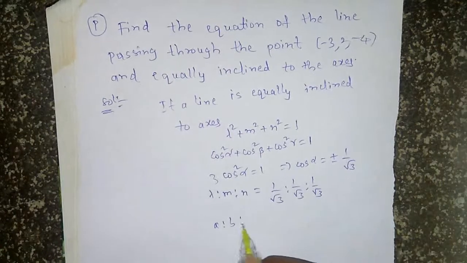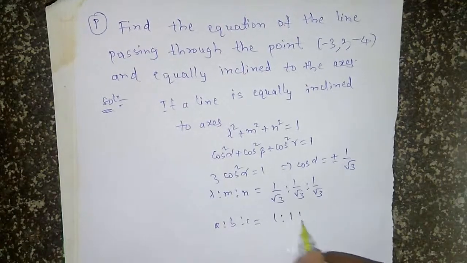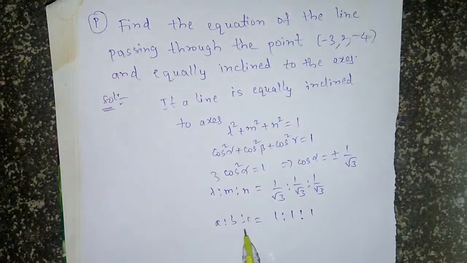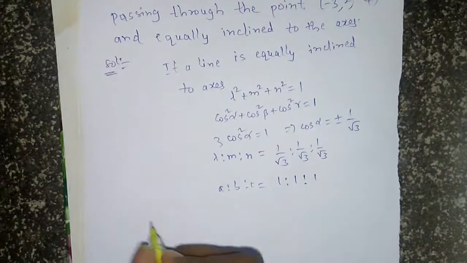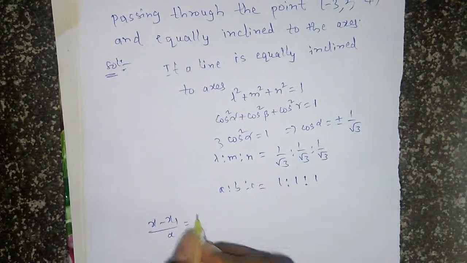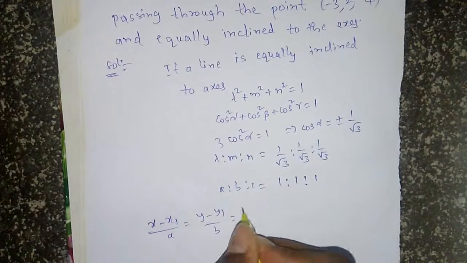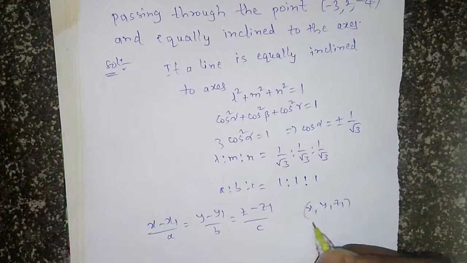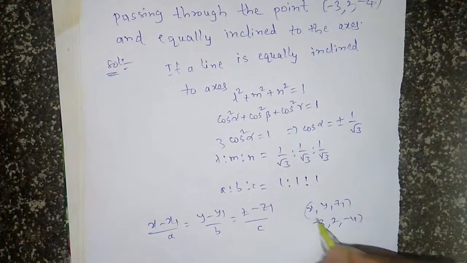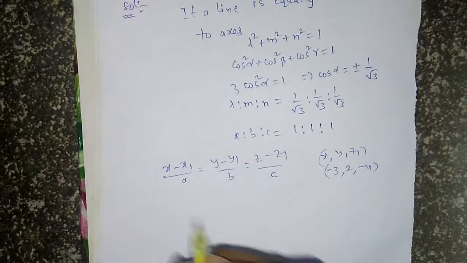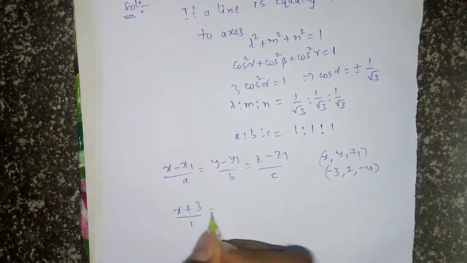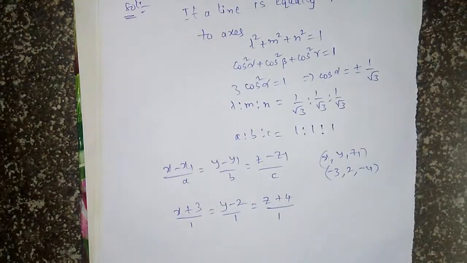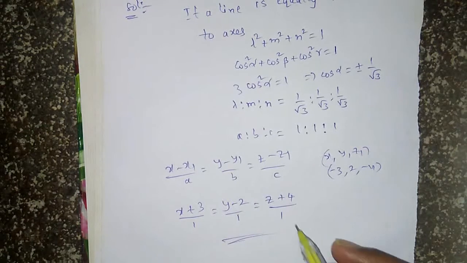So then a is to b is to c, direction ratios, are what? 1 is to 1 is to 1. So we have a point and we have the direction ratios. Equation of the line is x minus x1 by a is equal to y minus y1 by b is equal to z minus z1 by c. Here x1, y1, z1, the given point, is -3, 2, -4. Now substitute the values and you will get the equation of the line, that is x plus 3 by 1, y minus 2 by 1 is equal to z plus 4 by 1, which is the required equation of the line.